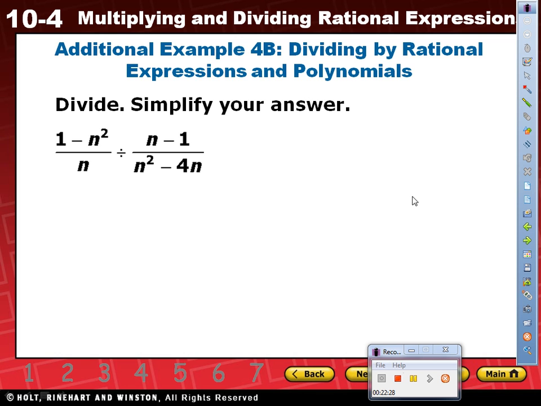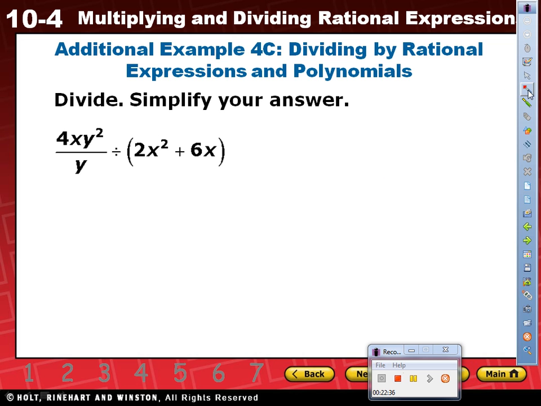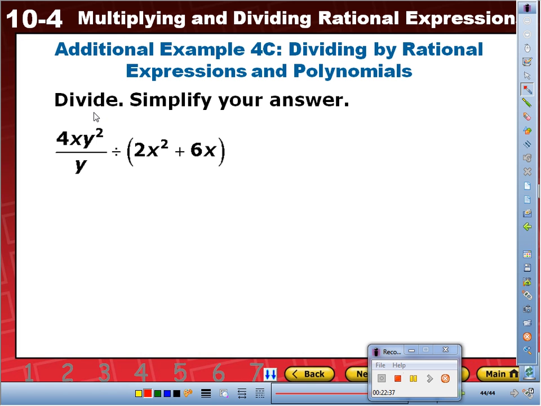Copy this one, please. Example 4C. Copy that. It says, divide. Simplify your answer. We got 4xy squared over y divided by, parentheses, 2x squared plus 6x, close parentheses. So now, notice on this one, this is the first problem that has division. So let's do this one together since we know most of the process. Just one step that we haven't talked about.